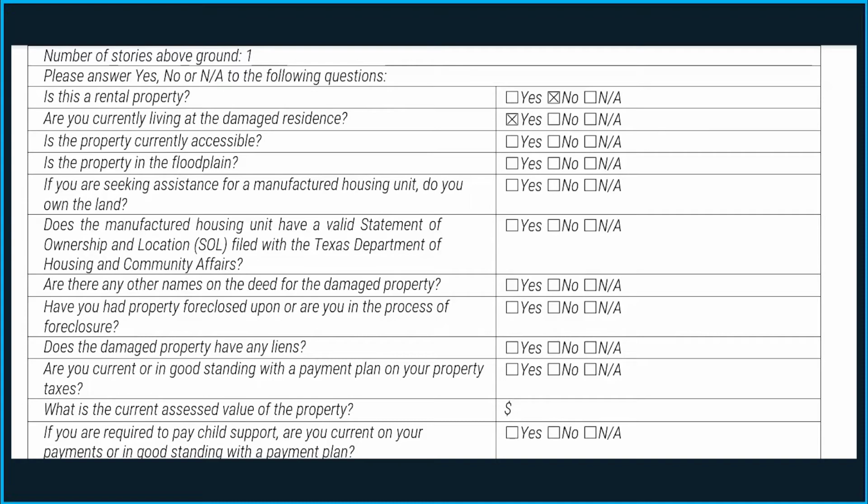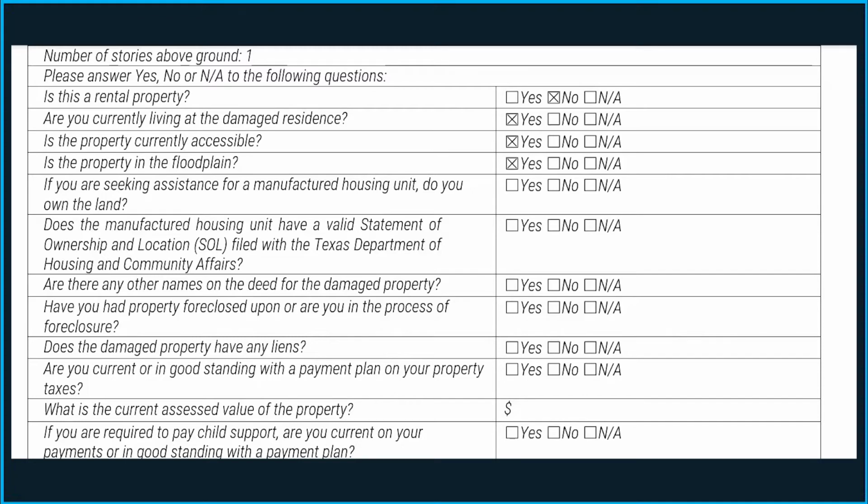Is the property currently accessible? Subrecipients and their vendors may need to access the property during the program. If factors like entry gates or access codes impede entrance to the property, then the answer would be no, indicating that the property is not currently accessible. Is the property in a floodplain? If any portion of the lot touches the floodplain, the applicant should check yes.